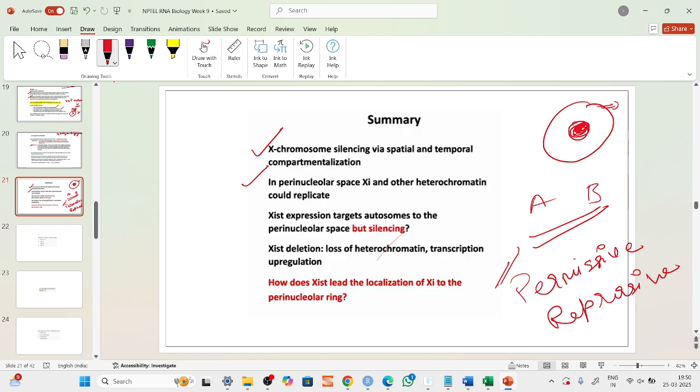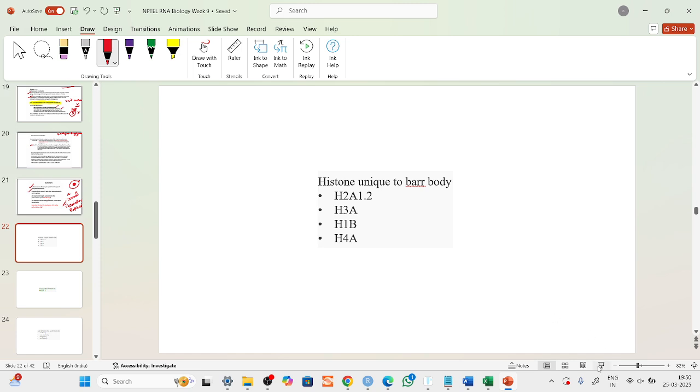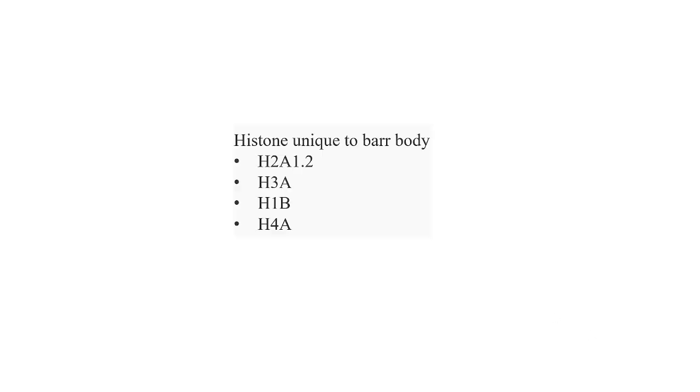So how do we do the questions? I'll put the question on your screen, I'll give you 2 minutes to answer, and after that I will switch the screen. The first question is: the histone unique to the Barr body is H2A 1.2, H3A, H1B, or H4A. So which histone is unique to the Barr body? I'm giving you 2 minutes, think and then try to answer this question. Think what can be the answer. We have already dealt with it.